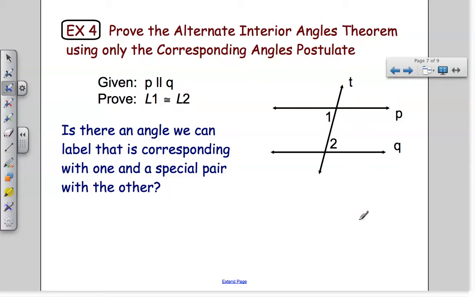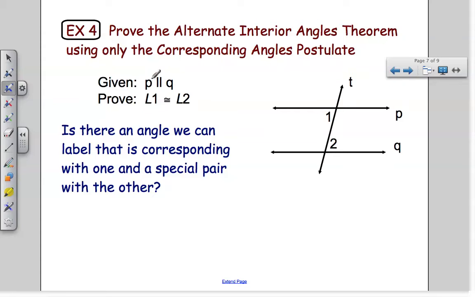Alright, here's the fun part. Let's prove one of our theorems today. Let's prove the alternate interior angles theorem. And we're only going to use the corresponding angles postulate, because remember, postulates are the ones that we kind of assume without proof. That makes sense. So I can only use corresponding angles, and I want to prove that these alternate interior angles are congruent. Notice these are alternate interiors, right? Opposite inside angles.